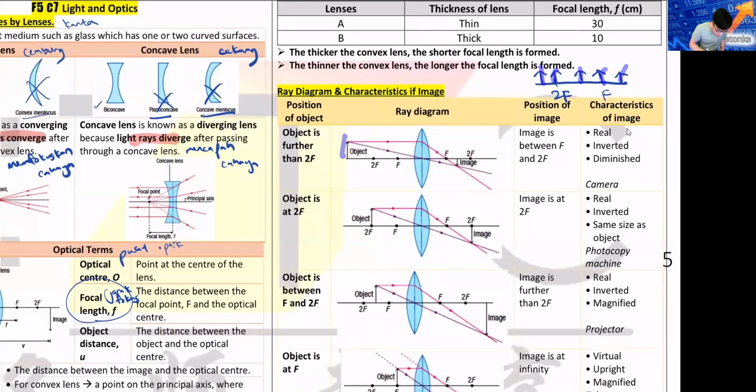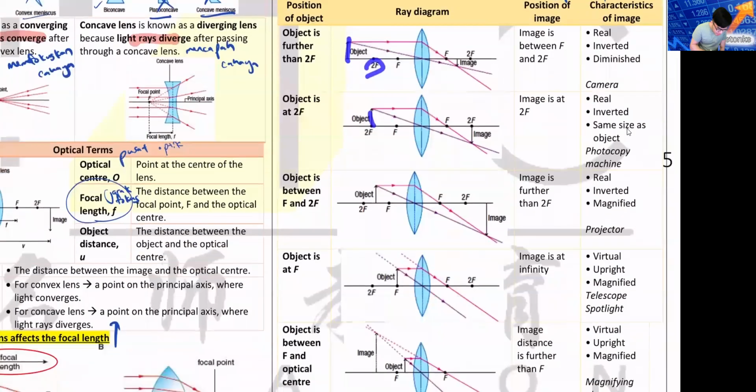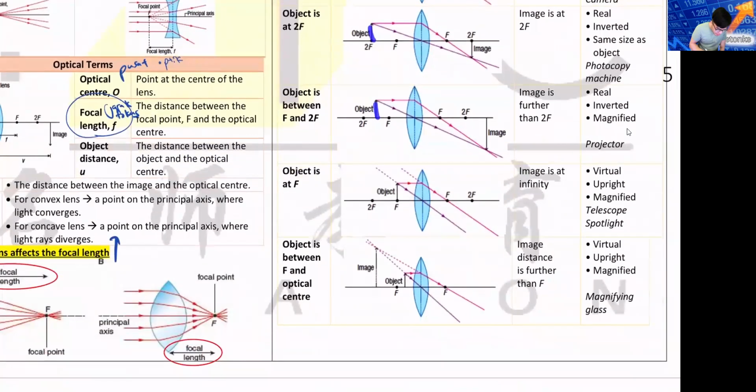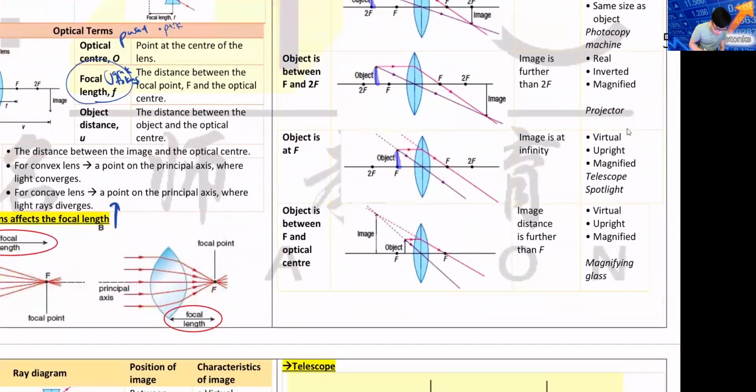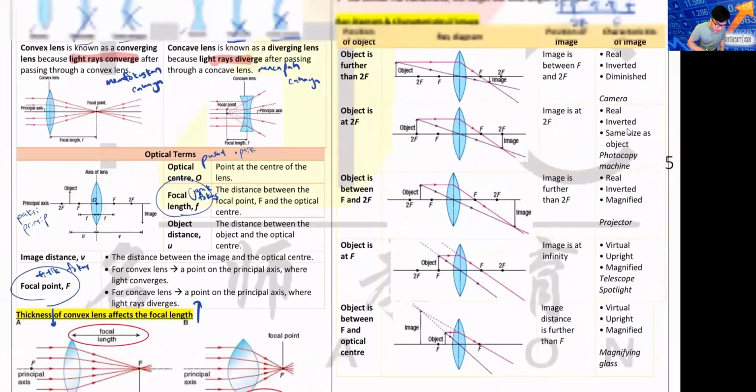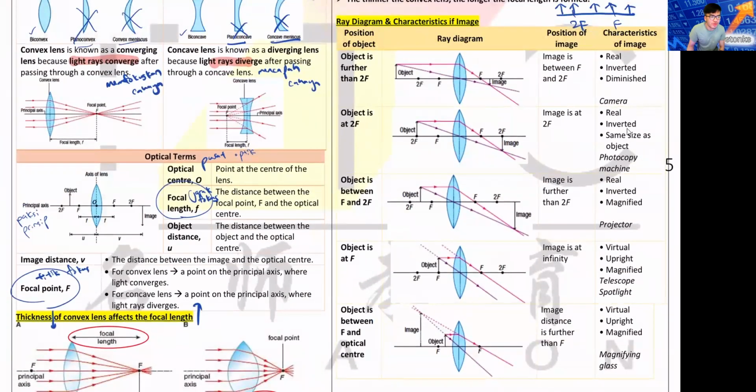So you have 5 objects here. The first object is behind 2F. Second on 2F. Third between F and 2F. Fourth right on F. Fifth right in front of F. All different positions give you different images. This is why you have 5 diagrams. So should you memorize all this? Not really memorizing. This is really easy to draw.